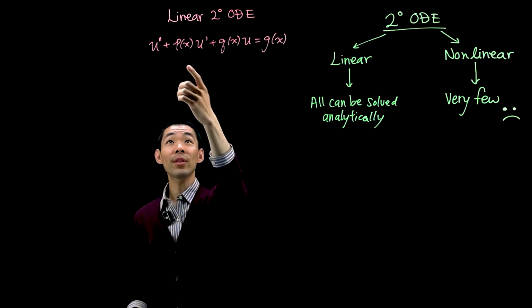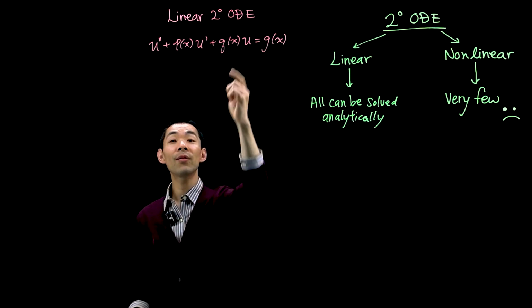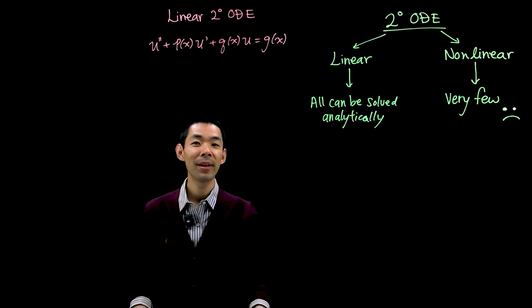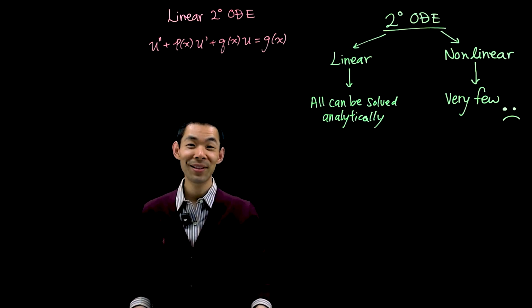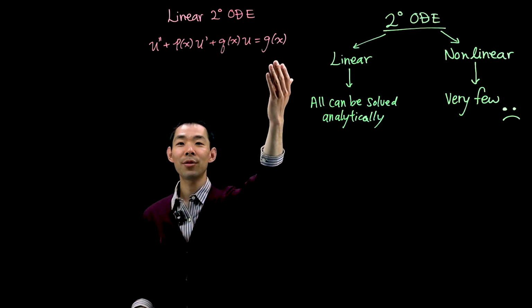And we have two coefficients, p of x in front of the first derivative and q of x in front of the function itself. And on the right-hand side, we have a non-homogeneous forcing term given by g of x. Now, there are three cases to consider depending on the nature of p, q, and g.